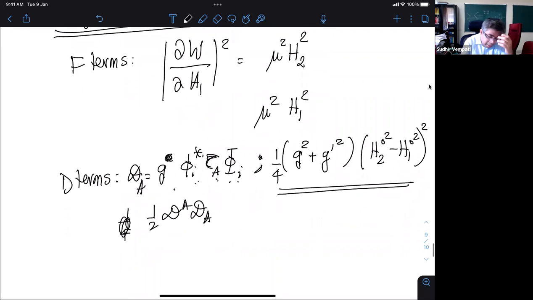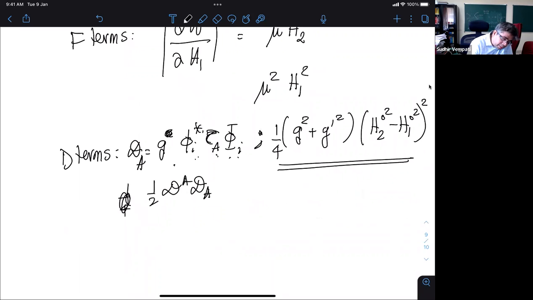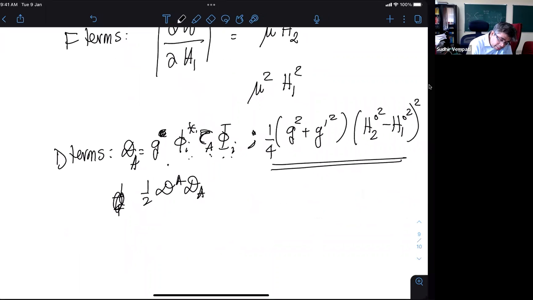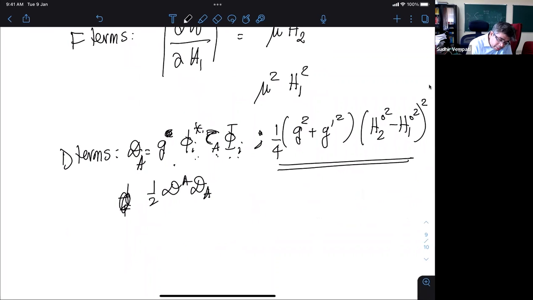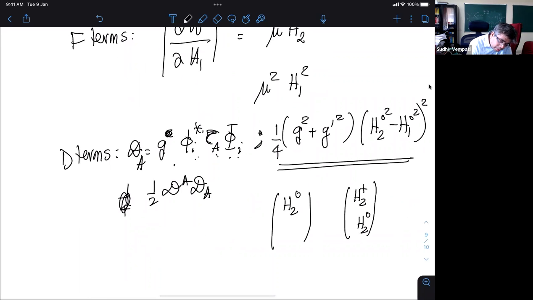So you can guess it, because how do you get the G terms for this? Tau A is essentially the T3 value for the Higgs representations. So the two Higgs representations are H2 plus, H2 0, and this is H2 0, H1 0, H1 minus. This has a T3 value half. This has a T3 value minus half. So you have a half here. So overall there is a half factor. So that gives me 1 by 4.